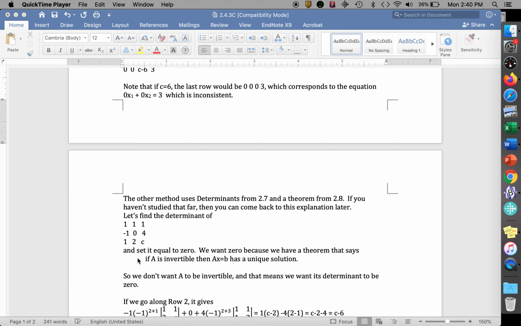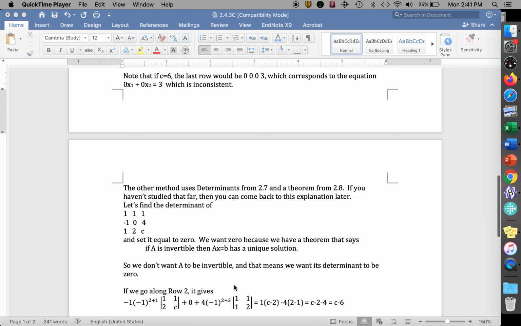We want to set it equal to 0 because there's a theorem that says if A is invertible, then AX equals B has a unique solution. It has some determinant other than 0, and that would mean there's a unique solution to the system. We don't want a unique solution. We want no solution. So we don't want A to be invertible. That means we want its determinant to be 0.